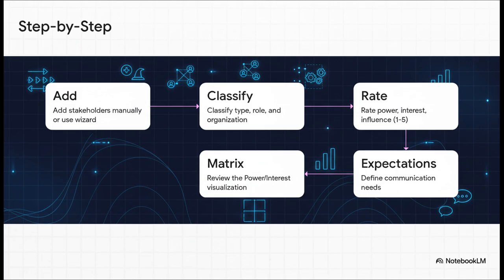Next, enter your stakeholder data. You can do this manually or use the guided wizard. You'll classify each person's type, role, and organization. Then rate their power, interest, and influence on a simple 1 to 5 scale. Once you define their communication needs, PM Molly automatically generates that powerful visual matrix for you.